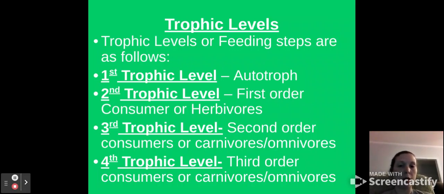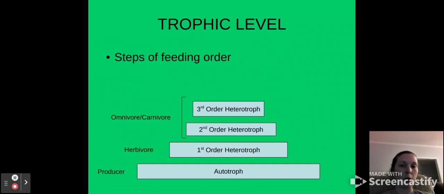Fourth level is more in-depth carnivores and omnivores. So as we look here, this is just a basic setup. So as you can tell, it kind of shapes like a pyramid. We get the top of the food chain, if you ever heard that, it's going to be those third order heterotrophs up top.